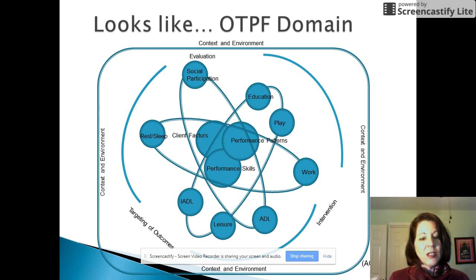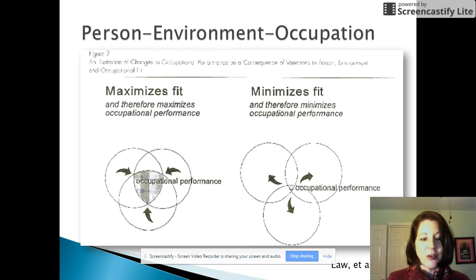Now, of course, in the OT practice framework, instead of person, environment, and occupation, we have all the person characteristics in the middle, the client factors, performance skills, performance patterns, the occupations surrounding that in that sort of swirling ball. And then we have the context and environment encompassing that. So it's a little bit different take on the model, but kind of reminds me of OT practice framework domain.